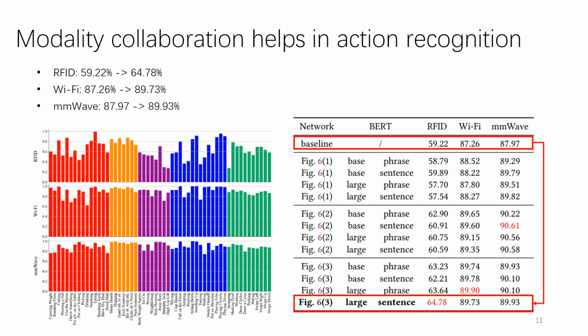Modality collaboration plays a significant role in enhancing action recognition performance across different RF modalities. RFID performance: the action recognition accuracy for RFID improved from 59.22% to 64.78%, demonstrating a notable enhancement due to collaborative learning. We also see enhancement in Wi-Fi and wave radar performance.